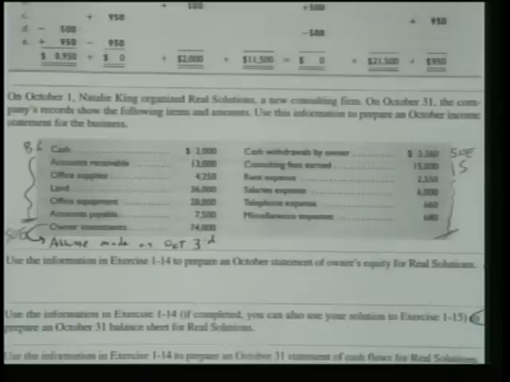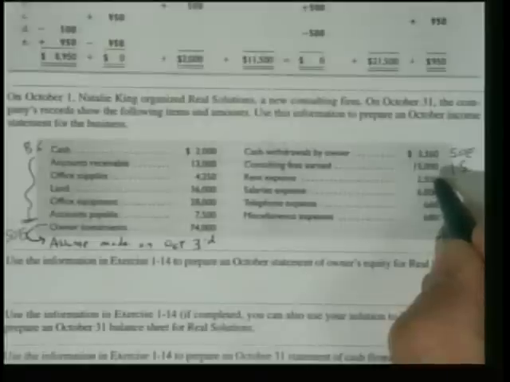Now, as we prepare those financial statements, which one are we going to start with? The income statement. As you put these on one of the financial statements, put a little check mark or circle the account so that you know it ended up somewhere. Okay, so let's take a look at exercise 1-14, the answer.